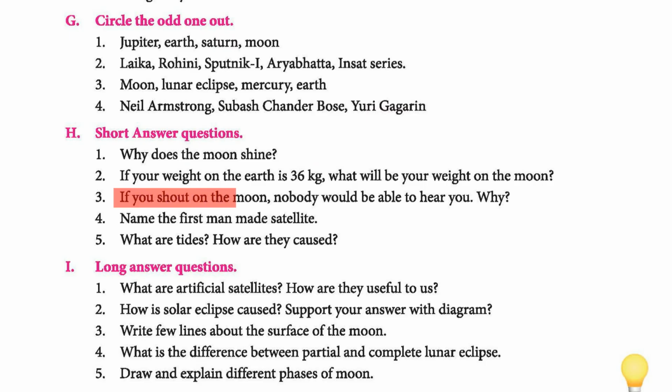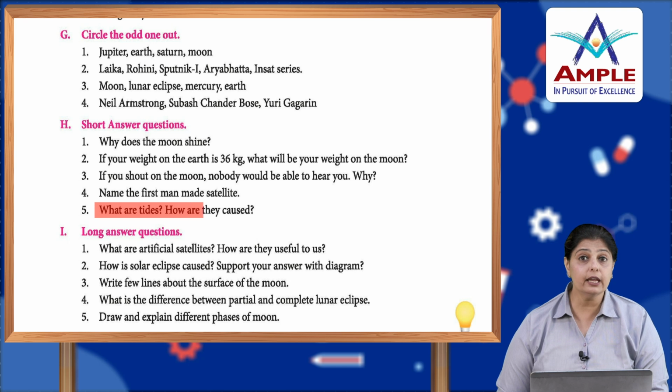If you shout on the moon, nobody would be able to hear you. Why? Because the sound waves are not there, okay. Name the first man-made satellite. You have to name that satellite which was first man-made, okay. What are tides and how are they caused? Right, now, after this are the long answer questions.